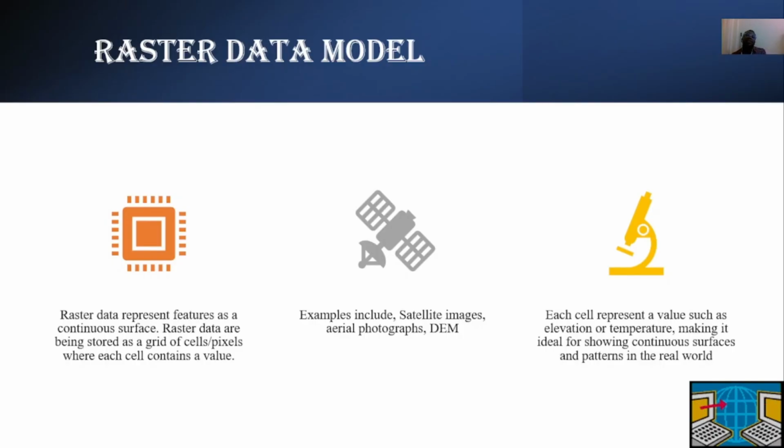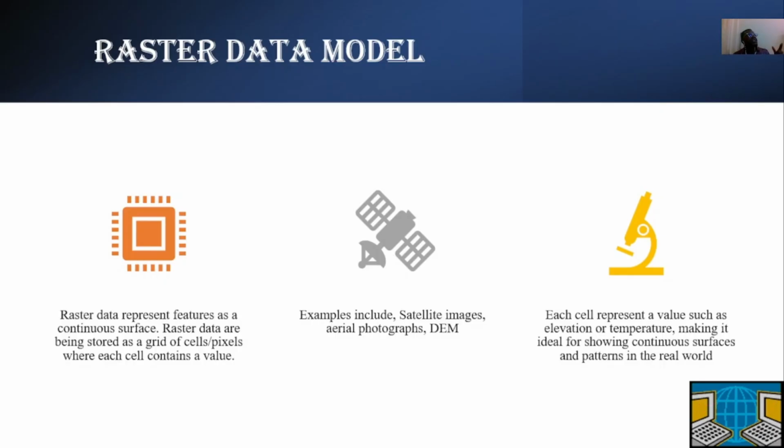Then we have the raster data model. Raster data is used to represent features as a continuous surface. An example of raster data is satellite imagery, and each raster dataset is made up of a series of boxes.